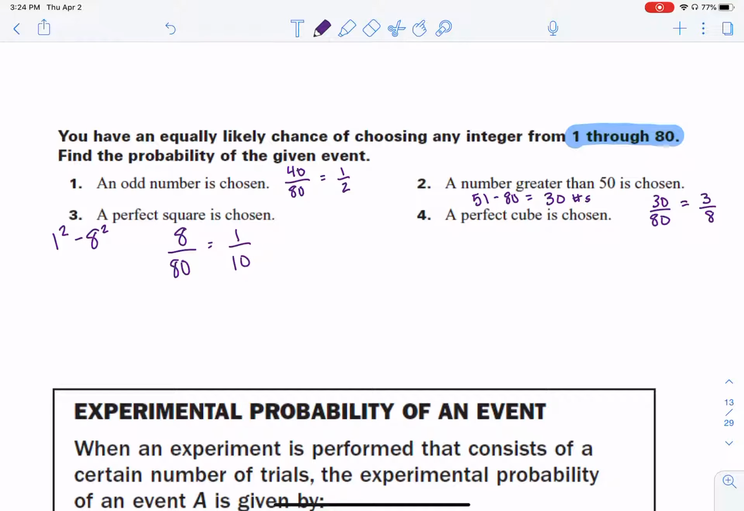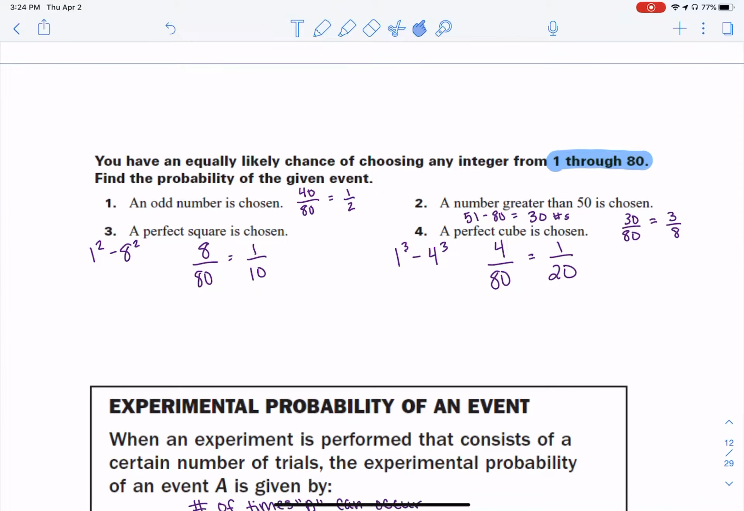And then perfect cubes. If we think about our perfect cubes, we could only use 1 cubed through 4 cubed to stay below 80. So that means we've got a 4 out of 80 chance here that a perfect cube is chosen, and we could simplify that to be 1 over 20.